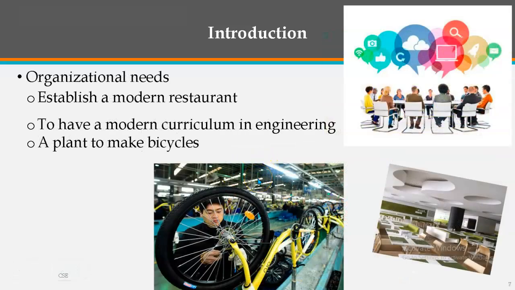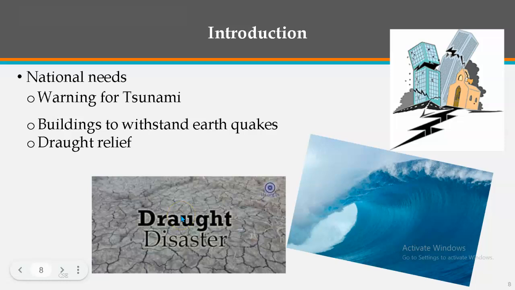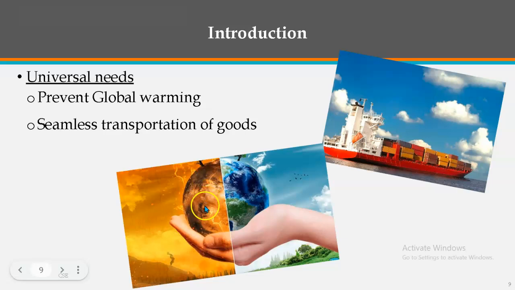Organizational needs such as the need to have a modern curriculum, to establish a modern restaurant, or national needs such as warnings for tsunami or a drought relief. Universal needs such as to prevent global warming, etc.